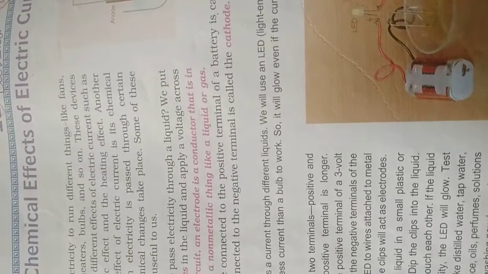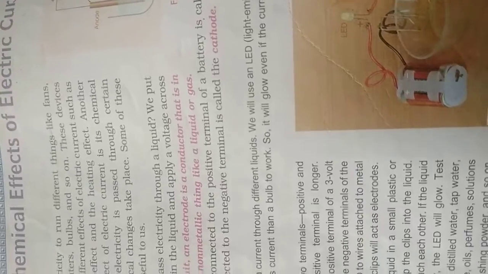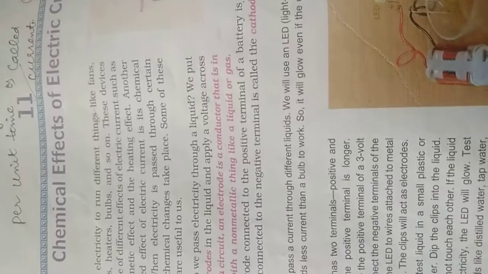So today we'll start our new chapter number 11, chemical effects of electric current. So what are the chemical effects of electric current? What is current? Flow of charge per unit time is known as the current. So what are some chemical effects which current has? We'll study in this chapter.